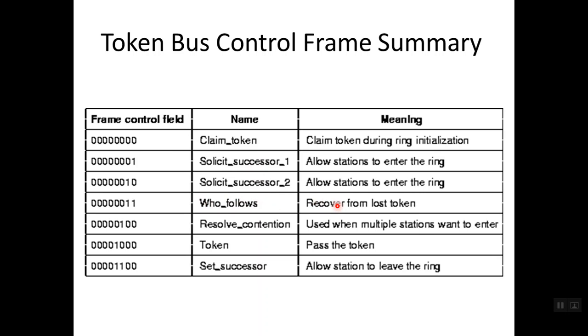The who follows control frame can be used to recover from a lost token and resolve contention. This is also a control frame that can be used when multiple stations want to enter the ring. When multiple stations want to enter the ring, this resolve contention control frame can be used. Then token is the token control frame, and set successor allows a station to leave the ring. So if a station wants to leave the ring, then that machine will set its successor in place of that station.